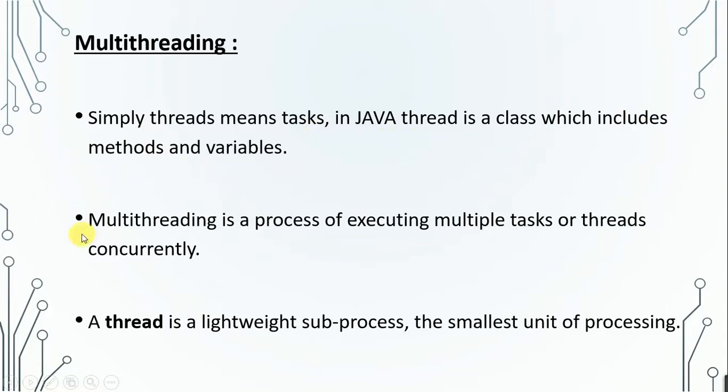Now multi-threading is a process of executing multiple tasks or threads concurrently, and a thread is a lightweight subprocess and the smallest unit of processing. Now if we take a real world example, assume that you have a company and you have a project manager inside your company. Now your project manager assigns a task to individual persons in your company. The tasks performed by those individual persons are known as threads. Okay, so this is the simple real world example.